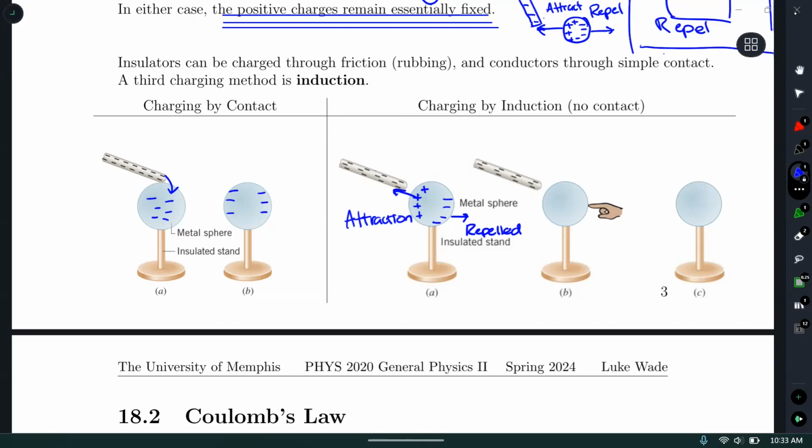The other thing is that if I had brought up anything else, that still would have worked. If I had brought up any other conductor, at least. So if I had brought in something I had never touched that was metal and tapped it on that sphere, this same thing would still happen.